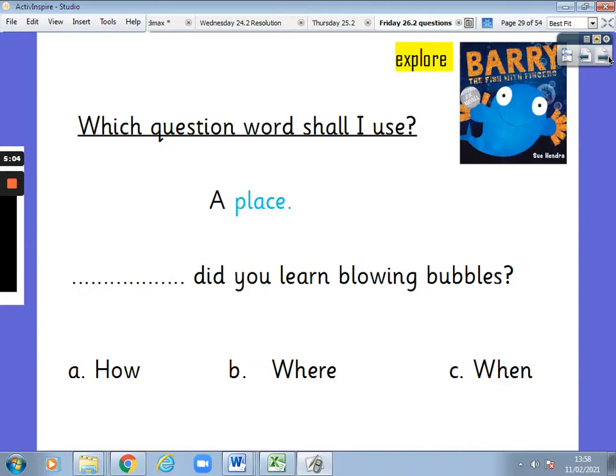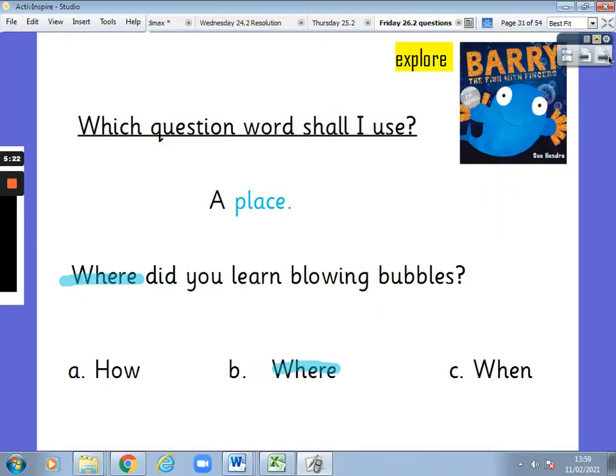Which question word shall I use? The answer I am looking for is a place. Is it A, how did you learn blowing bubbles? B, where did you learn blowing bubbles? Or C, when did you learn blowing bubbles? B, where did you learn blowing bubbles? The question word where means we need a place as an answer.